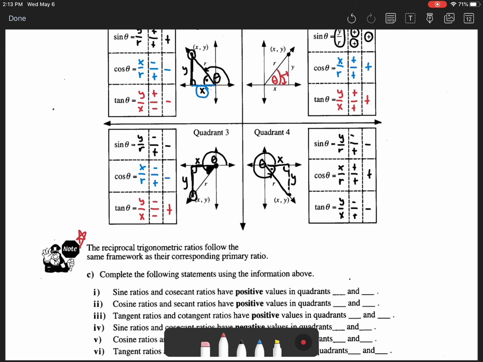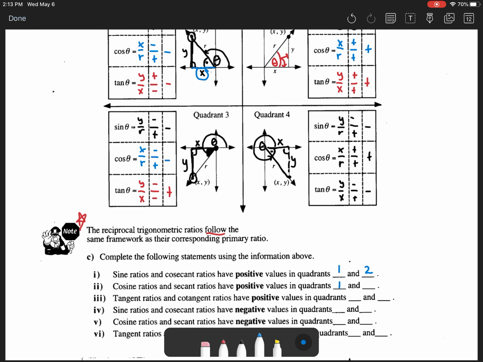So the important note that follows is right here. It says the reciprocal ratios follow the same framework as their primary ratio, which means wherever sine is positive and negative, so is cosecant. Wherever cosine is positive and negative, so is secant. And wherever tangent is positive and negative, so is cotangent, all right? So when I take a look at that diagram, the first question says, the sine ratios. So sine ratios are positive in 1 and 2. That's where sine gives us positive values.